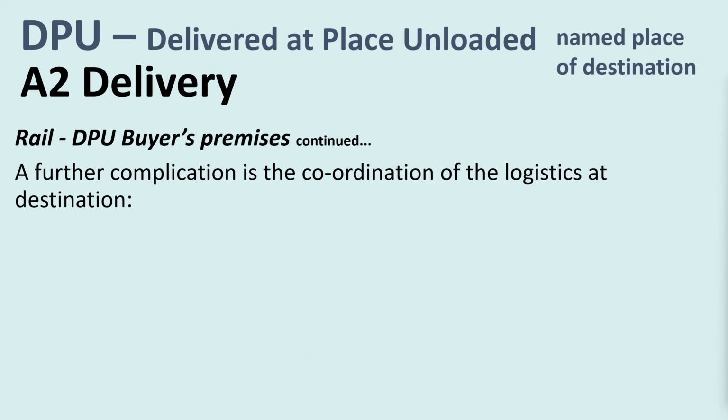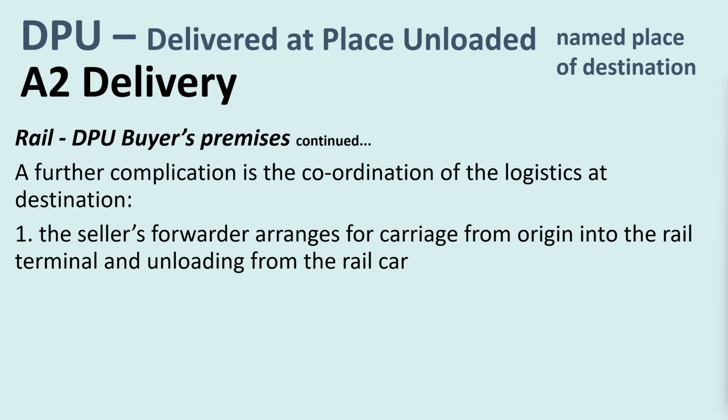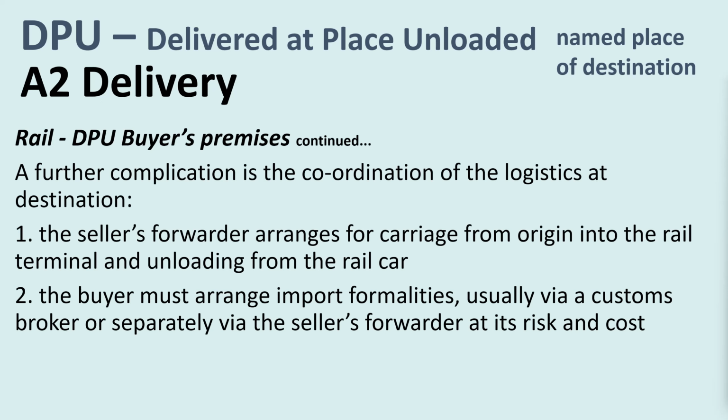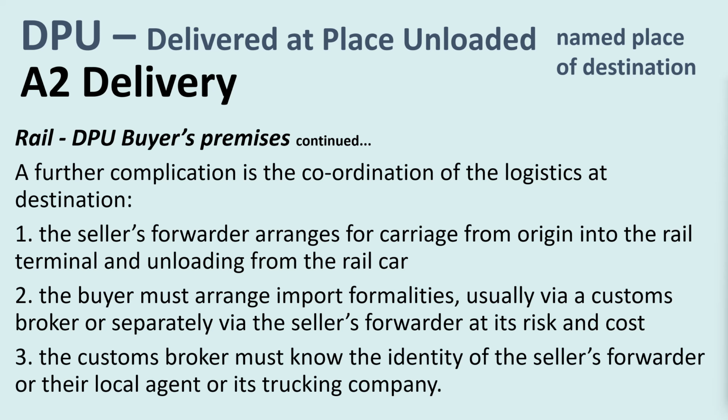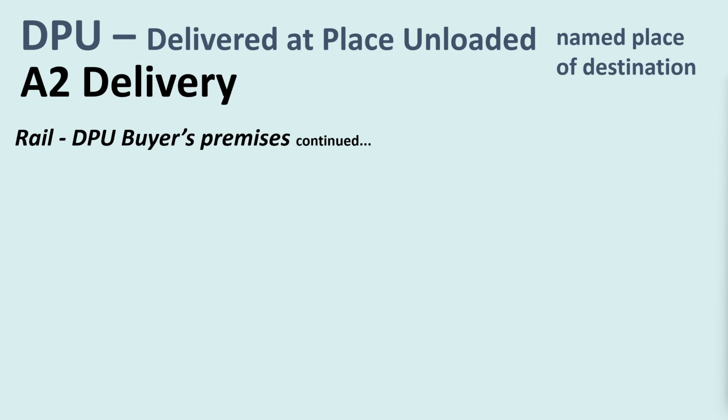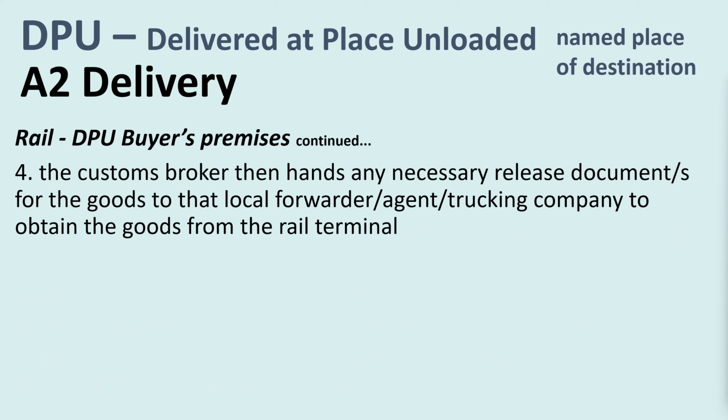A further complication is the coordination of the logistics at destination. One, the seller's forwarder arranges for carriage from origin into the rail terminal and unloading from the rail car. Two, the buyer must arrange import formalities, usually via a customs broker or separately via the seller's forwarder, but at the buyer's risk and cost. And three, the customs broker must know the identity of the seller's forwarder or their local agent or its trucking company. Four, the customs broker then hands any necessary release documents for the goods to that local forwarder, agent or trucking company to obtain the goods from the rail terminal.